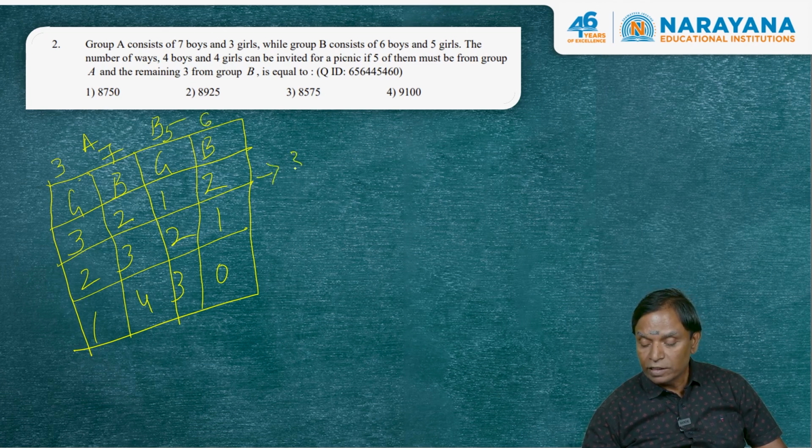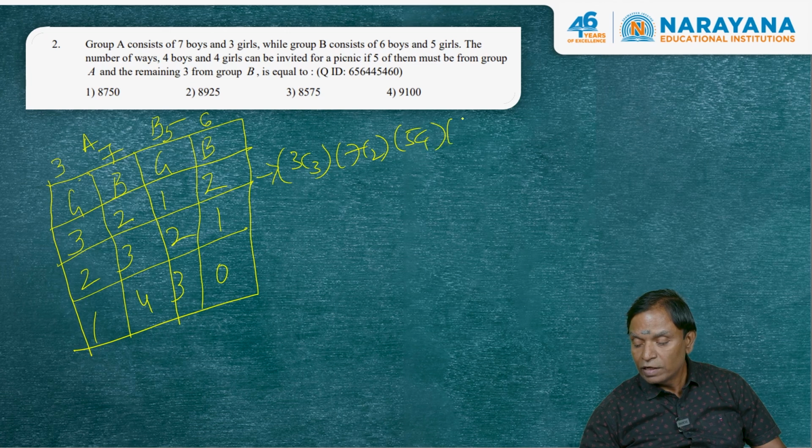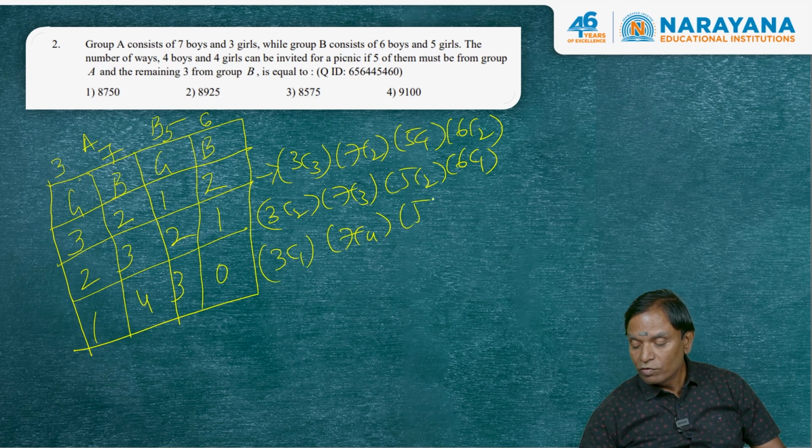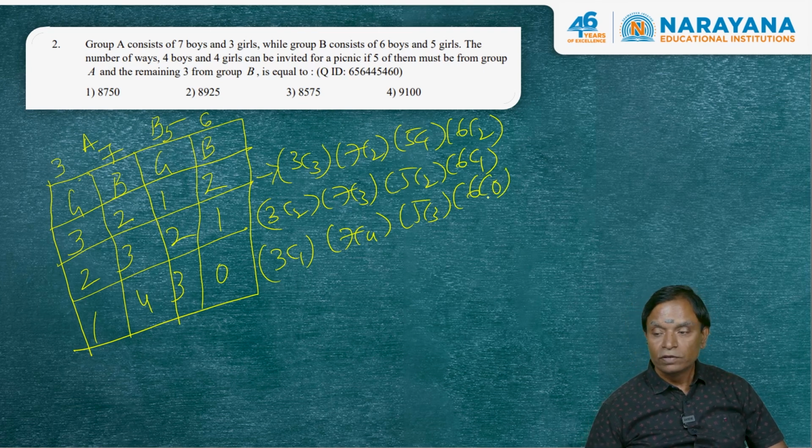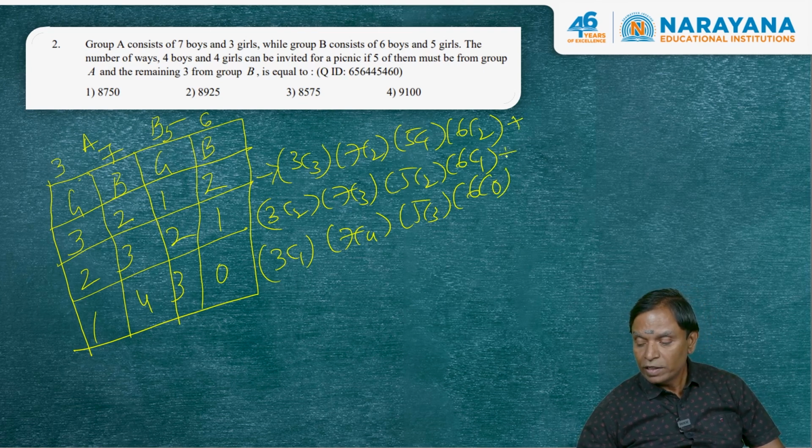Write the selections. This will be 3C3 into 7C2 into 5C1 into 6C2. Now this is nothing but 3C2 into 7C3 into 5C2 into 6C1. Now this is nothing but 3C1 into 7C4 into 5C3 into 6C0. Now since the process is completed, you add them. You can simplify it. Your simplification gives you 8925.